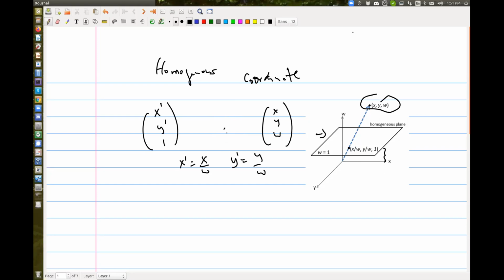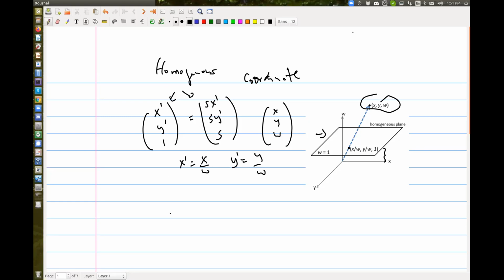So these two vectors represent the same thing, the same point in the image. Is that clear? I guess I'm not very organized.